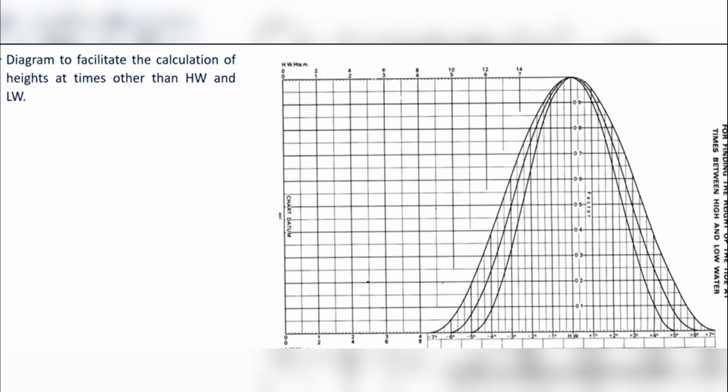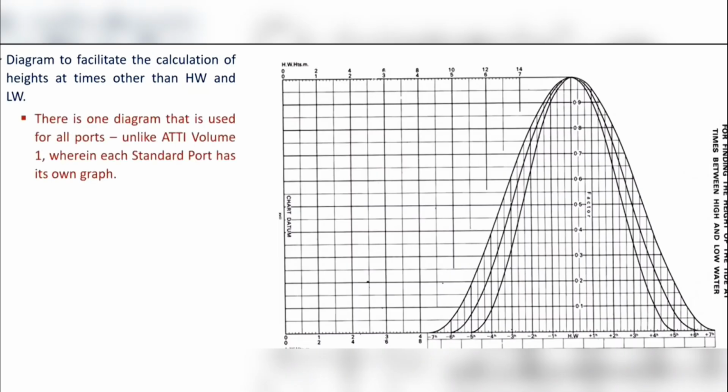The diagram that shall be used for all ports of non-European waters is the one that is shown on the screen. There is only one diagram that is used for all ports, in contrast to what we did in ATT Volume 1. If you remember, in ATT Volume 1, every standard port had its own diagram. So in ATT Volume 1, that is European waters, these diagrams are port specific, and other than that, we have the single diagram which shall be used in every case. Now in this diagram, we again have high water at the middle of this baseline.